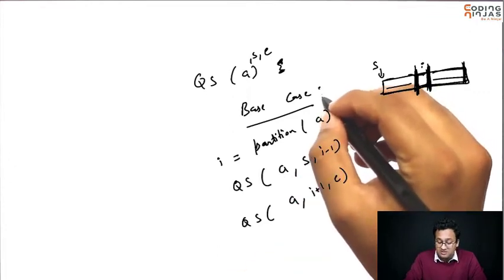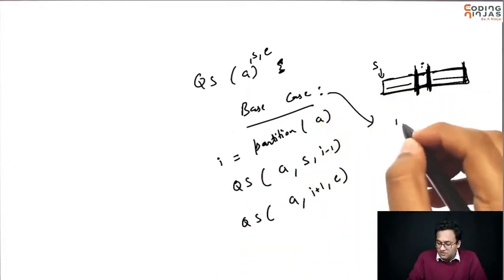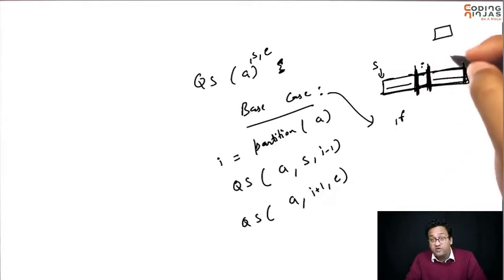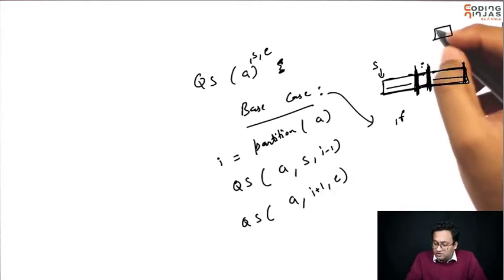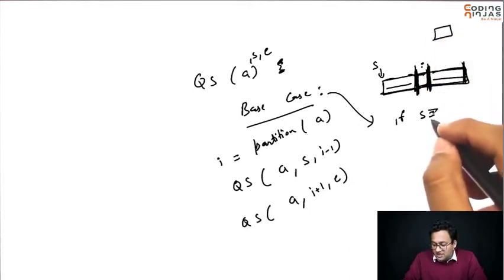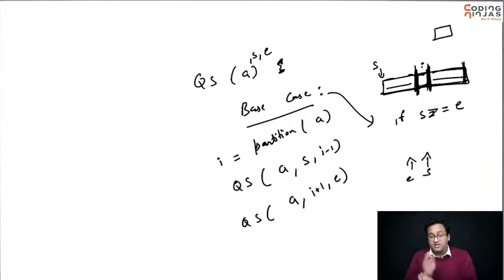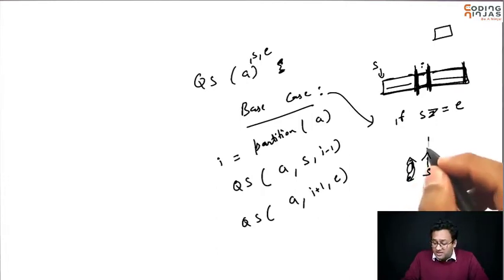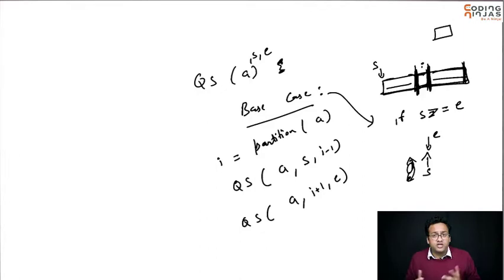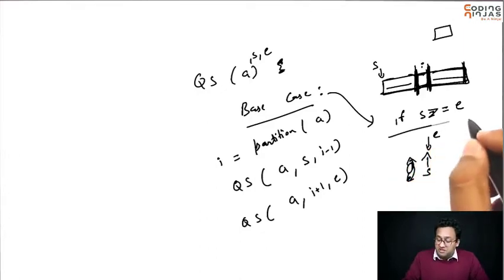My base case will basically be 0 or 1 elements, right? Length 1 is also sorted. So if S is greater than or equal to E, this basically means either S has crossed E, in which case the list is empty, or they are equal, in which case there is only one element. So there is no sorting required as such. Okay, so this can be my base case.